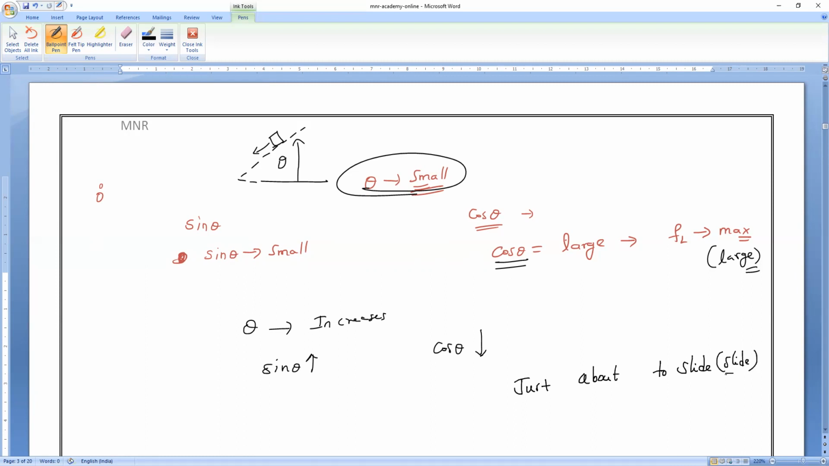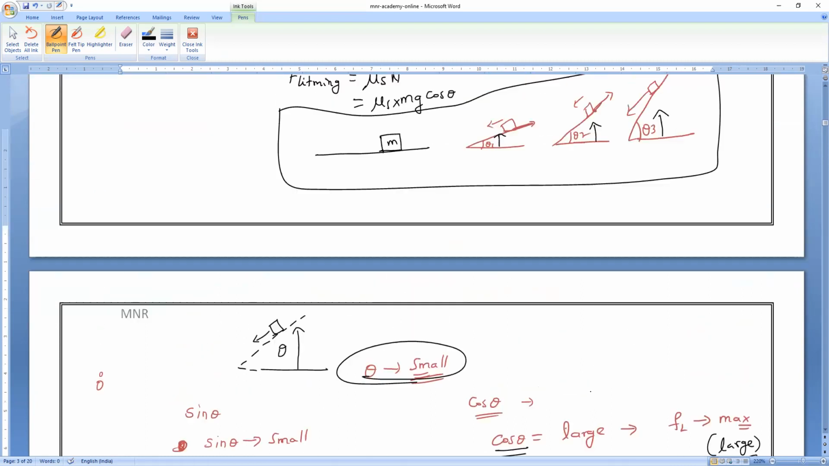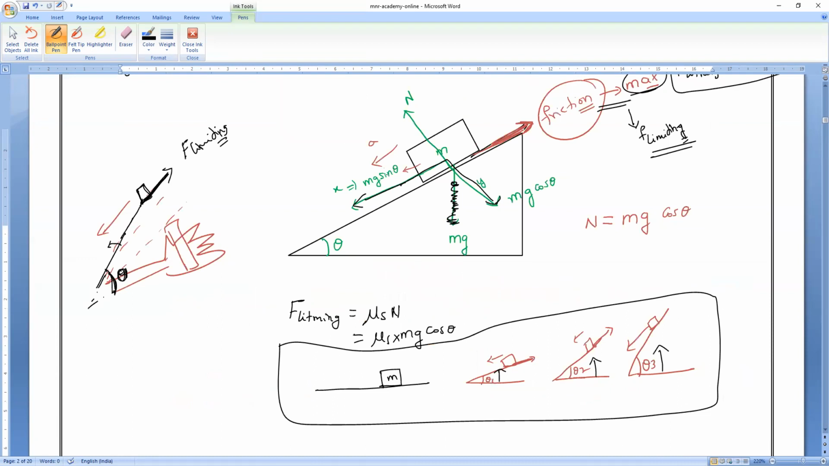At that point, if you notice in the given figure, it is ready to slide. It is not actually sliding. It is ready to slide. So we have to find theta. What is the theta?